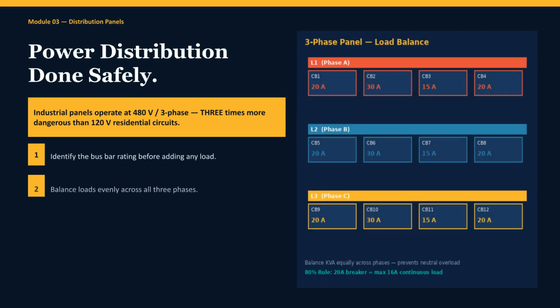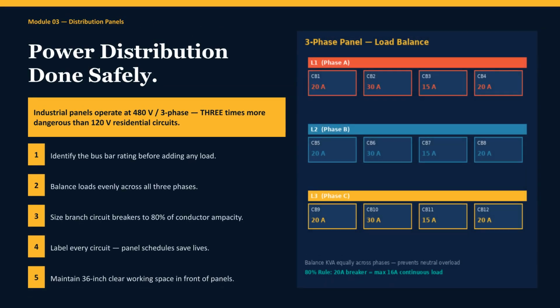In Module 3, we discuss distribution panels. Industrial systems are high voltage, so safety is paramount. Always balance 3-phase loads, follow the 80% rule for breakers, and maintain the 36-inch clear working space.